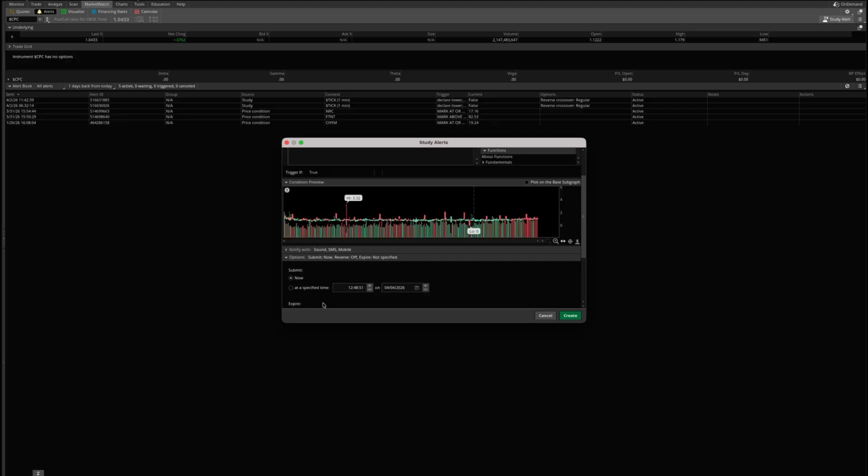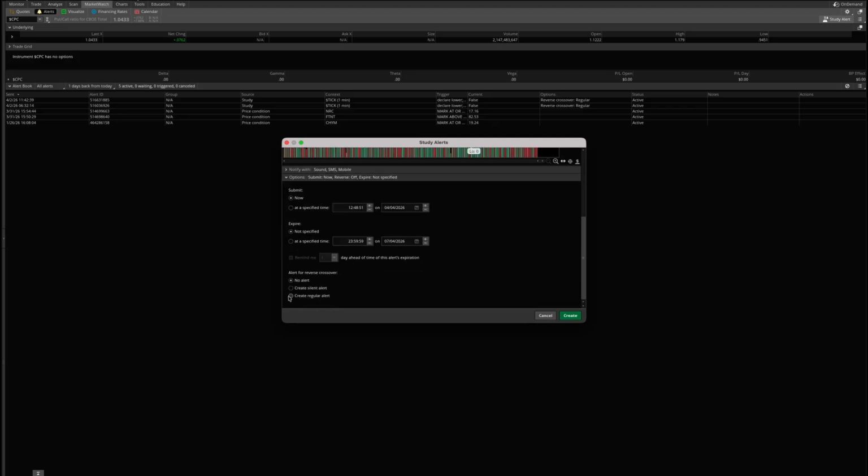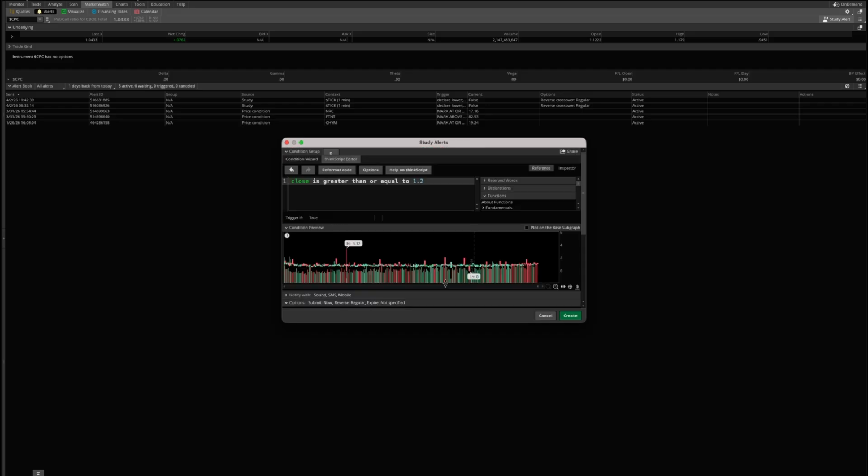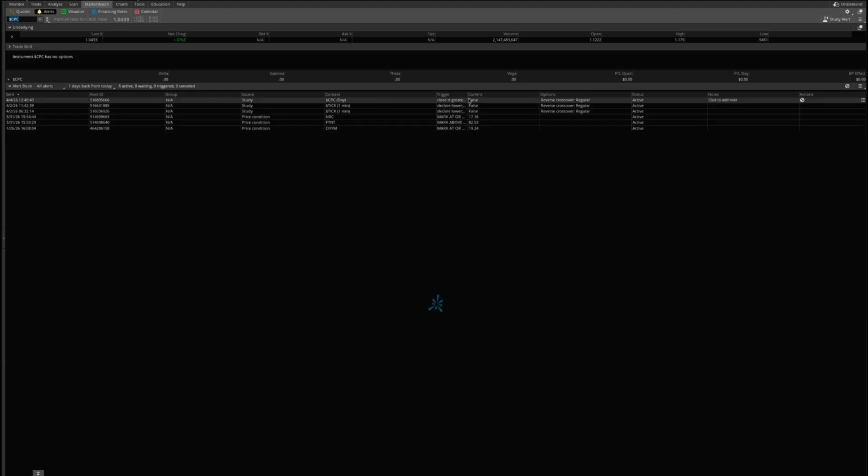And you can create a regular alert for a crossover when it goes back over there. And then what you would do is you would just hit create. And now it's going to say that it's false. And if it triggers above it, it'll pop in there. And you can do that for 0.7 as well.